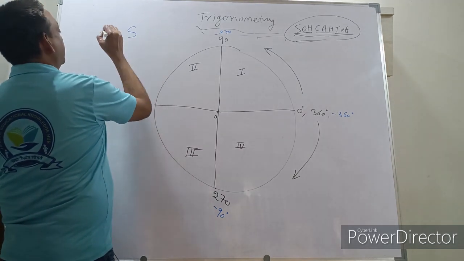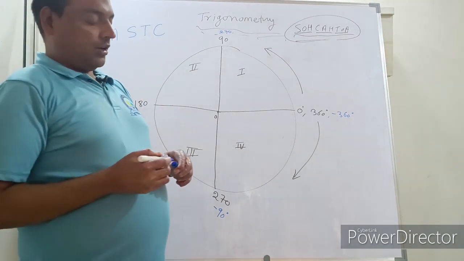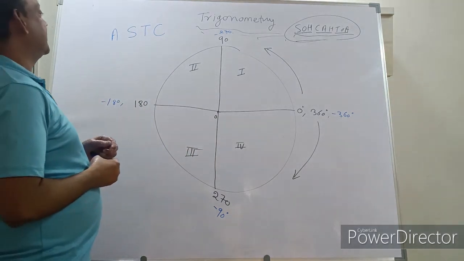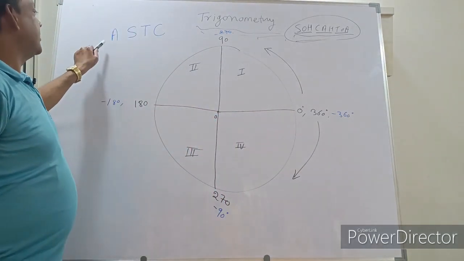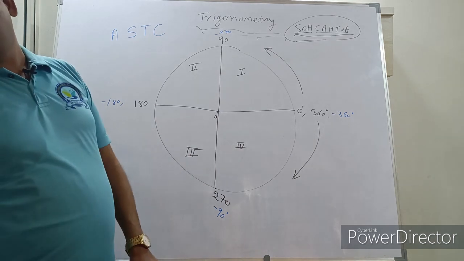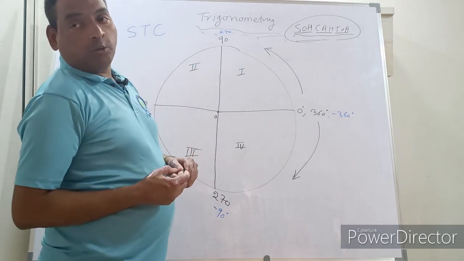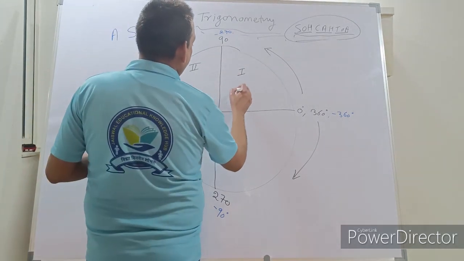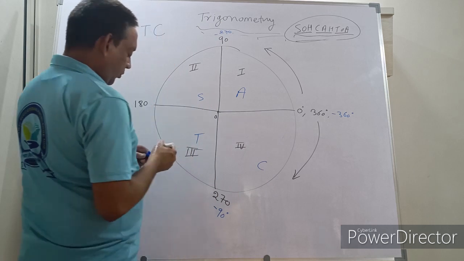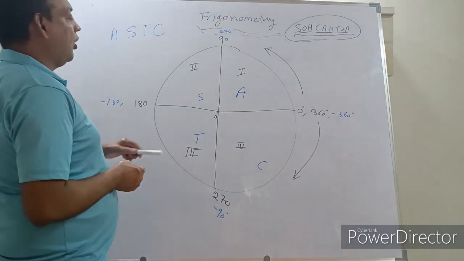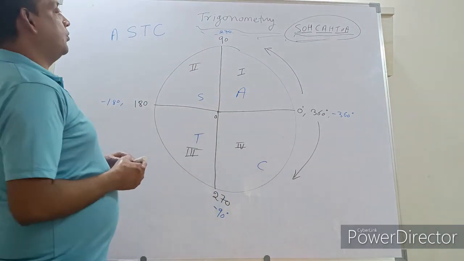Okay, so now here again one very important thing: all science teachers very cruel. Or if you don't want to say that, all silver tea cup. Just remember this: all silver tea cup, ASTC. Now what is this ASTC? A, S, T, C. It stands for all, sine, tan, cos.